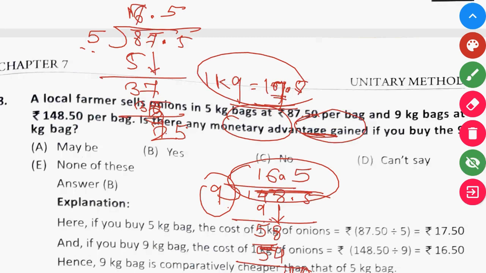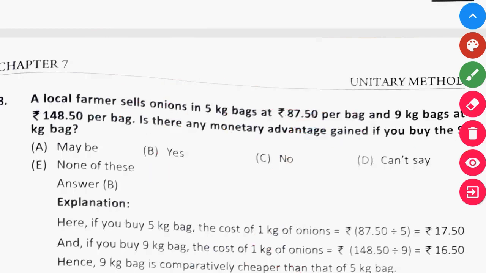So the previous cost is 17.5, and now we get 16.5. So there is an advantage if you buy the 9 kg bag. Yes, from the buyer's point of view there is an advantage because we save 1 rupee per kg. So if we buy 9 kg of onion, 9 rupees will be saved. So yes, there is an advantage to buy the 9 kg bag instead of the 5 kg bag. So our answer is yes here. Okay.